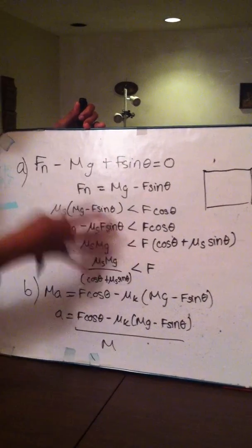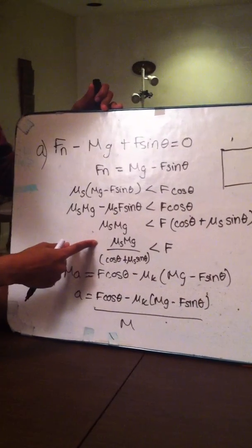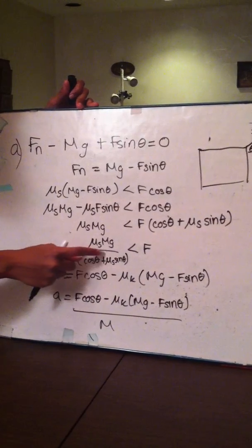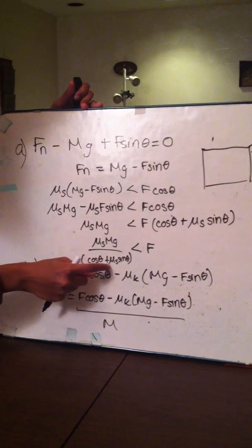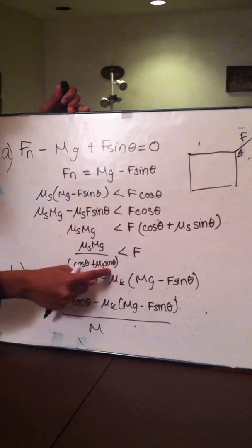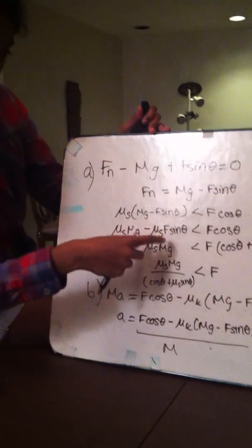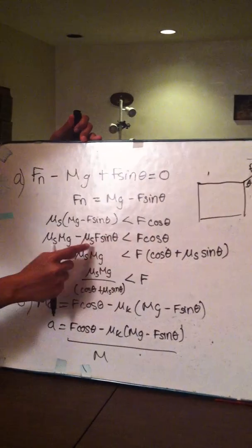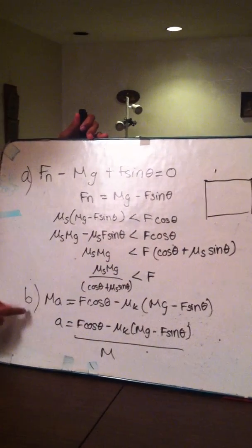So if you simplify this out, which I didn't in the test, you figure out that F has to be greater than mu s mg divided by cosine theta plus the coefficient of friction times sine theta, because I did algebra in the previous step and distributed it out and made sure that both F components were on the same side, and I took out the common things.